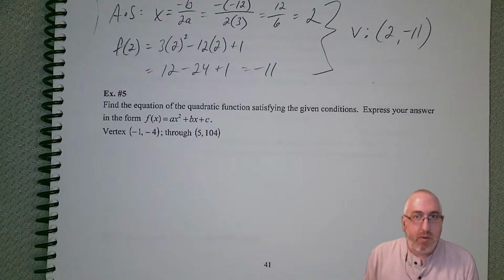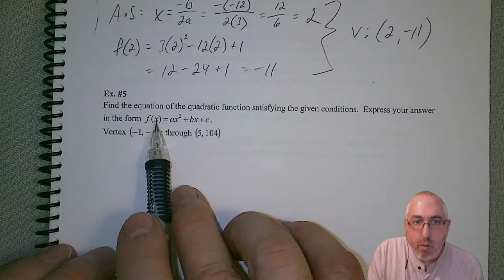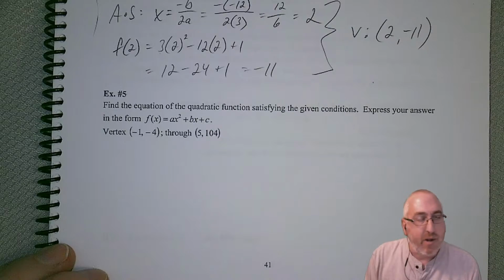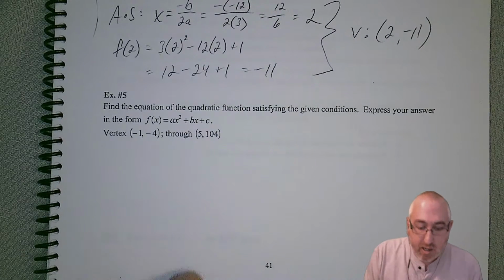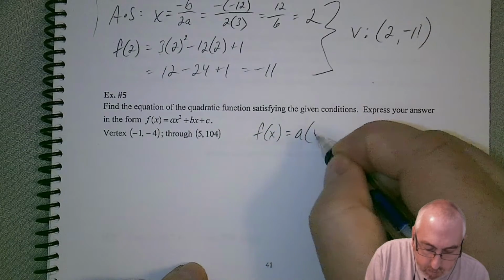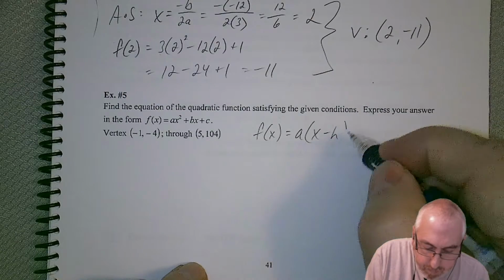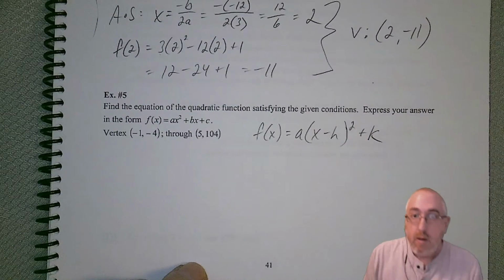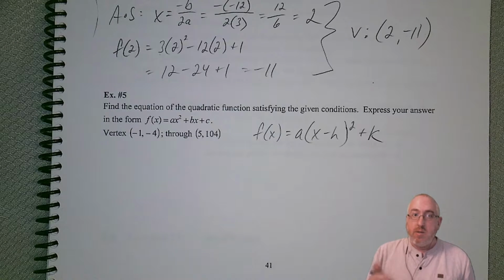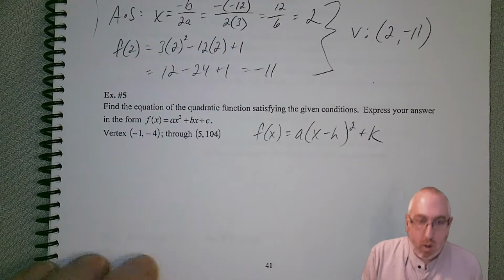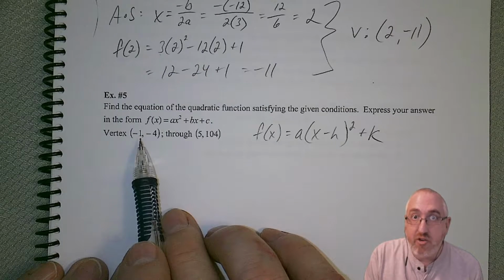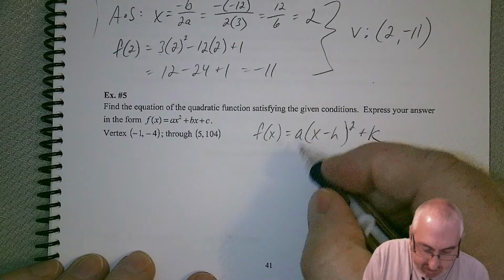Now, the trick with this one is that they're trying to deceive you and make you want to use this format to answer the question, and you don't need it. You don't need it because we also have the other form. This form is going to be more beneficial to us to answer this question. So, what do we do? Well, we have the vertex. So remember, that replaces h and k. So we can plug that in.